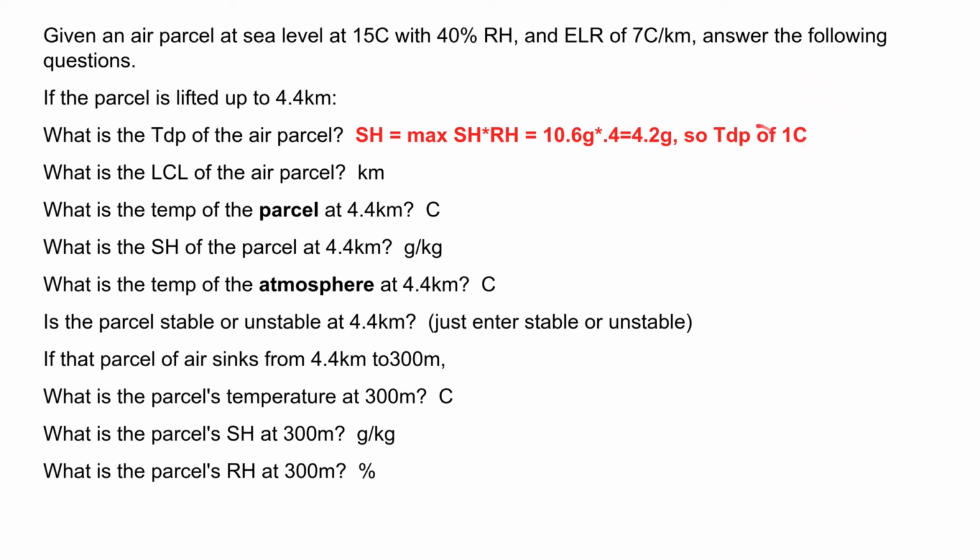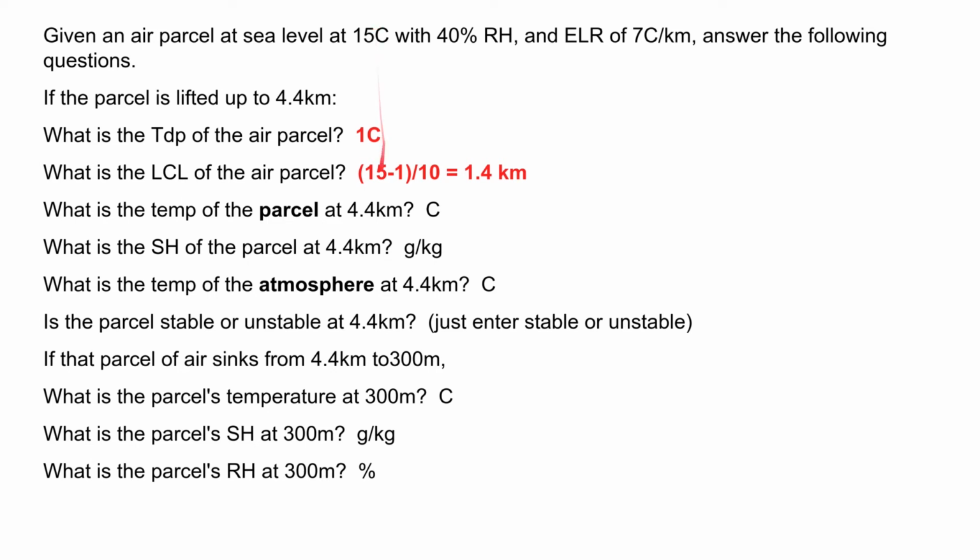Once we know the dew point temperature, we can figure out the lifting condensation level. So the temperature on the ground is 15, the dew point is 1, 15 degrees minus 1 degree is 14 degrees of cooling. The air is going to cool 10 degrees for every kilometer, so the lifting condensation level is going to be 1.4 kilometers.